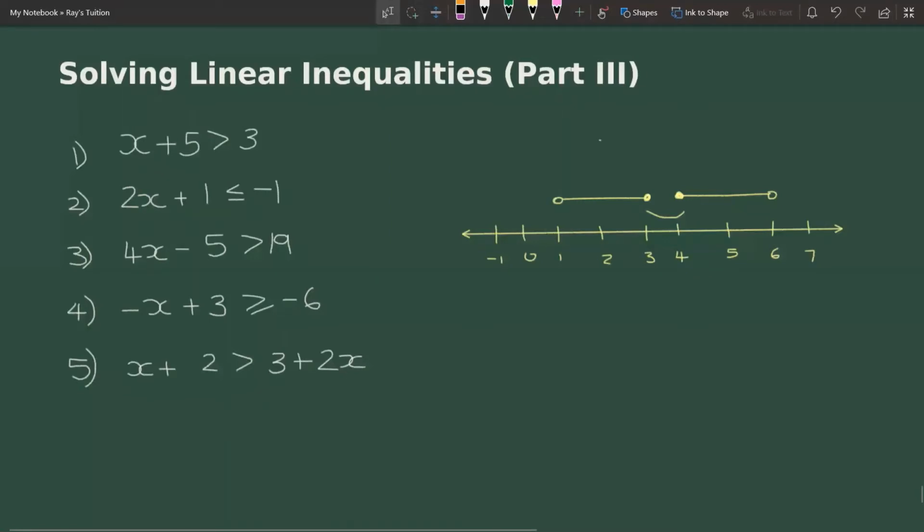Hi everybody and welcome to the third video on solving linear inequalities. If you are unfamiliar with inequalities, please watch the previous two videos. If you are happy with those, then I'm glad that you started. In this one, we will be looking at representing inequalities on a number line, the solution.